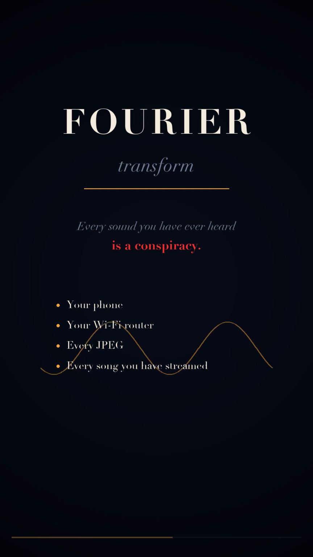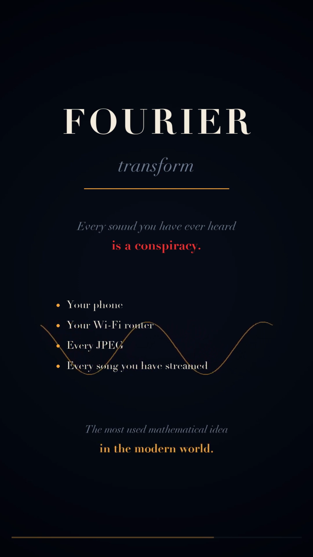His name was Joseph Fourier, and the tool he built is the single most used mathematical idea in the modern world. It hides inside your phone, your Wi-Fi router, your MRI scan, every JPEG you have ever seen, and every song you have ever streamed. This is what a Fourier transform actually does, why it works, and why it is everywhere.